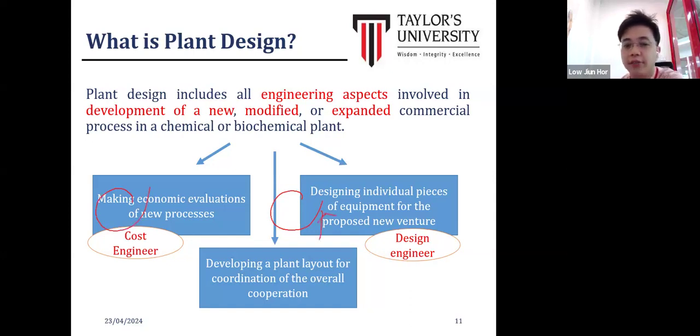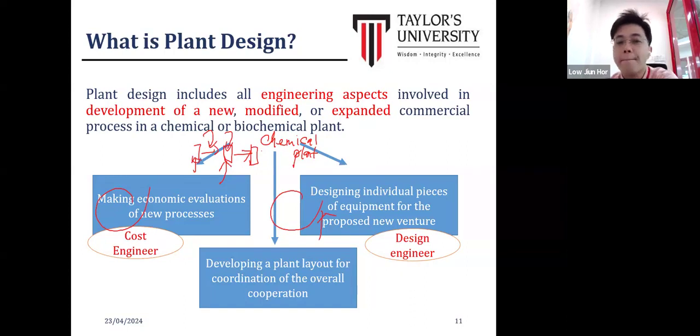What is a design engineer? As I told you just now, when we design a chemical plant, we need to try to integrate all of our knowledge in order to come up with a chemical plant. Once we finalize the process that we are going to apply, the material that we are going to handle in every single process stream and also in the unit operation, we also need to determine or calculate the size of the pipe and also the size of the unit operation.